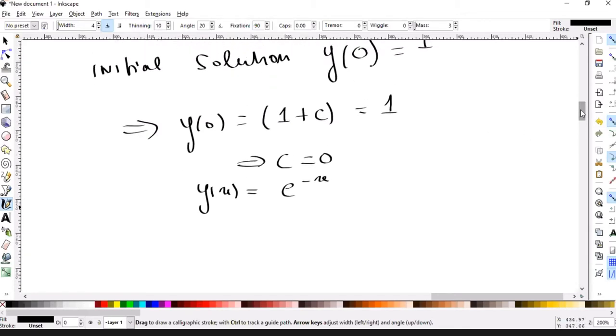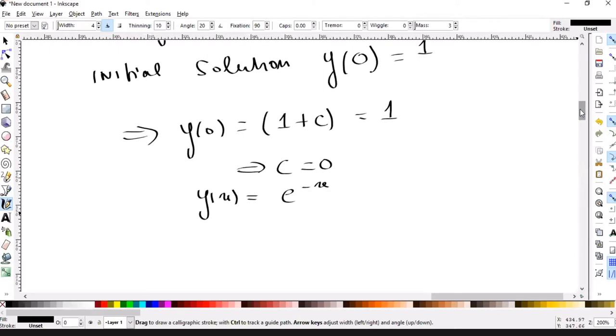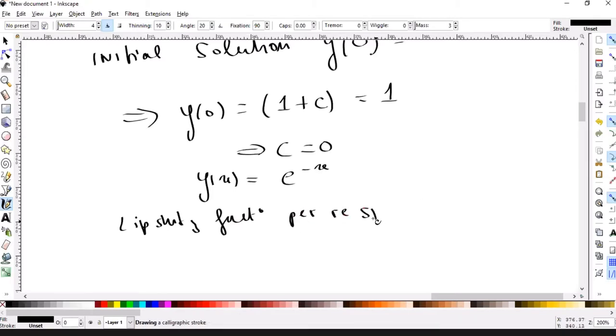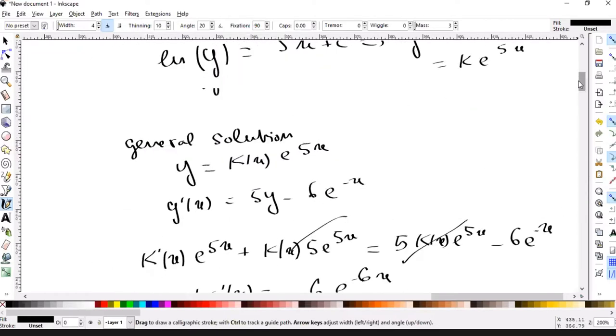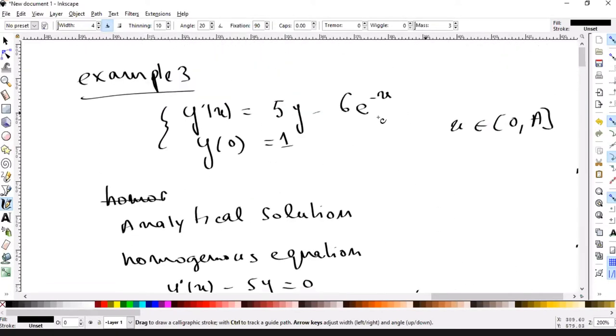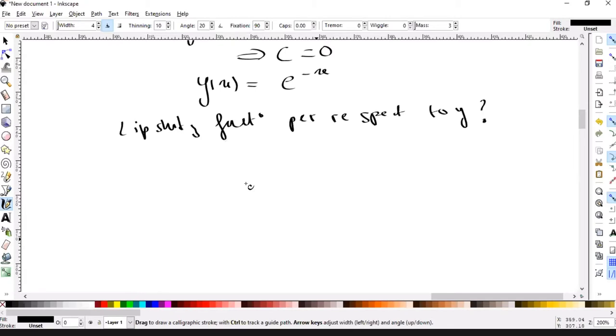Now we were discussing this problem. So now let's see. Now, is it a Lipschitz function with respect to the second variable? Is f of x, y. f of x, y was here, okay, simply 5y minus 6 exponential minus x. You can see that it's a Lipschitz function, so okay.